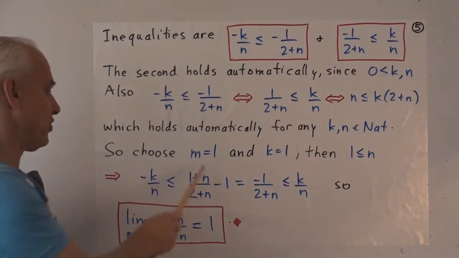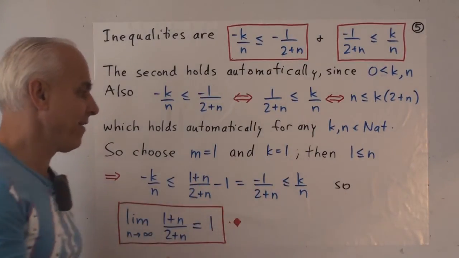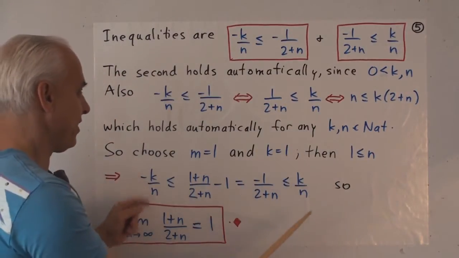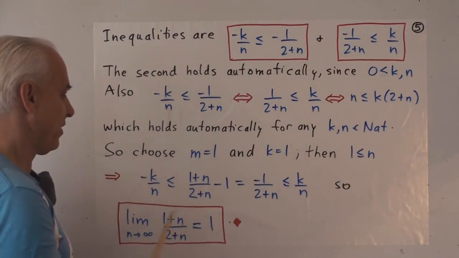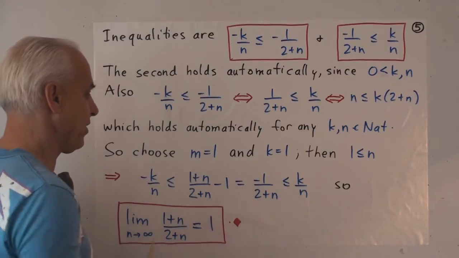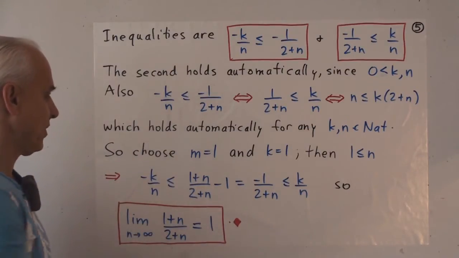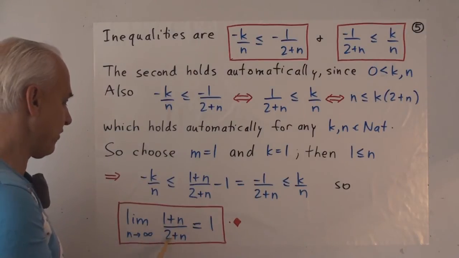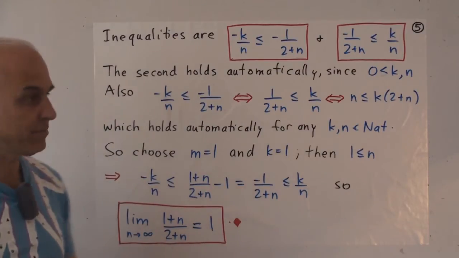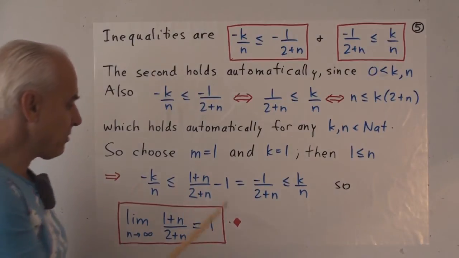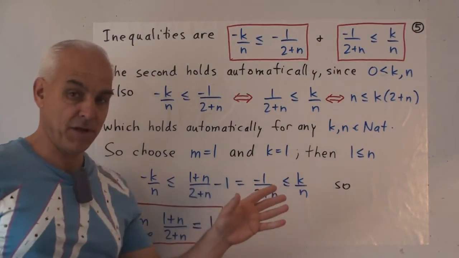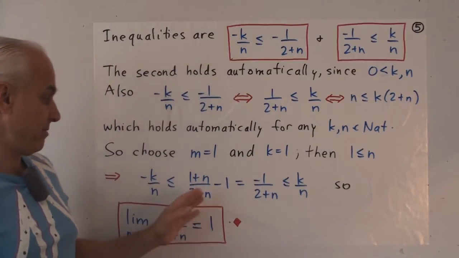That means we can choose m equals 1 and k equals 1, and then for any n bigger than or equal to 1, this inequality, this one here being replaced by this one here, will automatically be true. So we conclude that the limit as n approaches infinity of (1 plus n) over (2 plus n) is equal to 1. And it was important for us to put a 1 here. If we had put anything else here, then this inequality would not have worked. You can perhaps think about that.